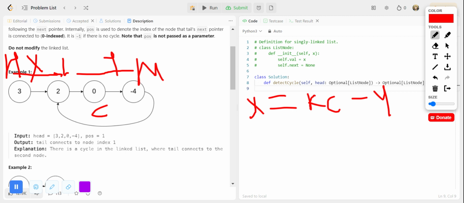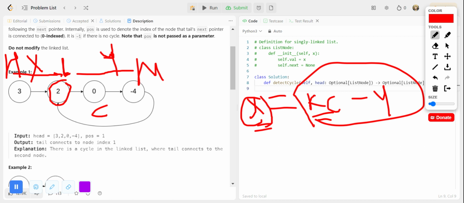So to know where the loop starts, from this equation we can just say that x is going to be k times c minus y, right? Why do we have minus y? Because from the start of the loop, the faster pointer has already traveled y distance. If we start the faster pointer from the position where they initially meet, we decrement y because we have already traveled y distance from the start of the loop, and we have to travel k times c distance to meet the slower pointer.